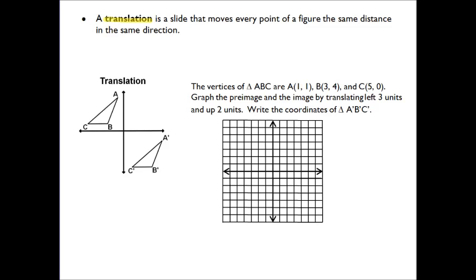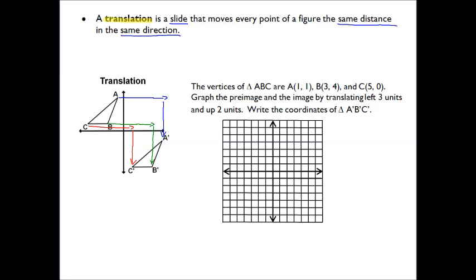A translation is a slide that moves every point of a figure the same distance in the same direction. Let's look at our picture here on the left. Point A moves to the right and then down to get to point A prime, and point B moves the same distance to the right and then the same distance down to get to point B prime, and point C moves the same distance to the right and the same distance down to get to point C prime.